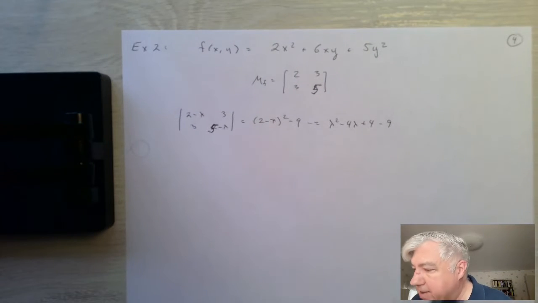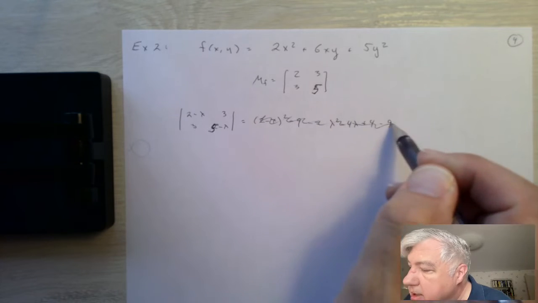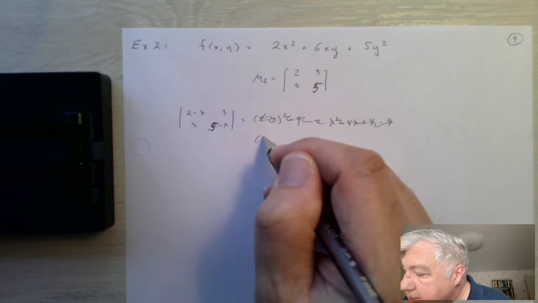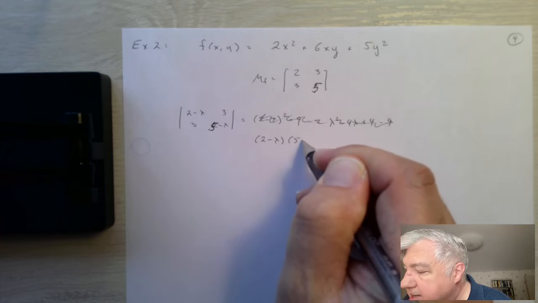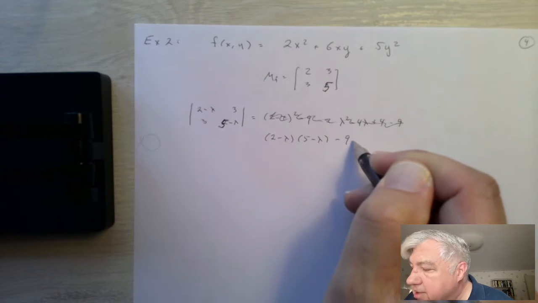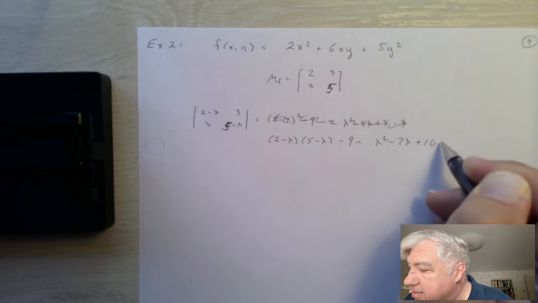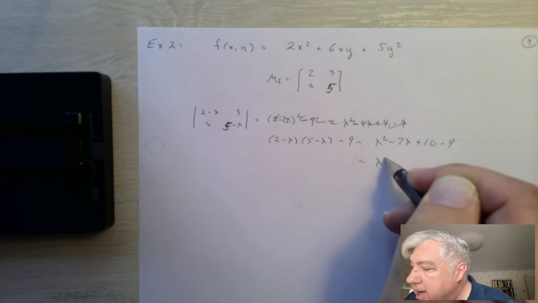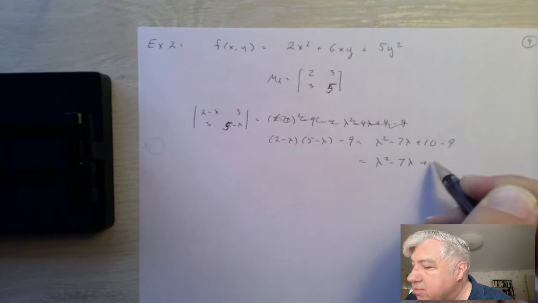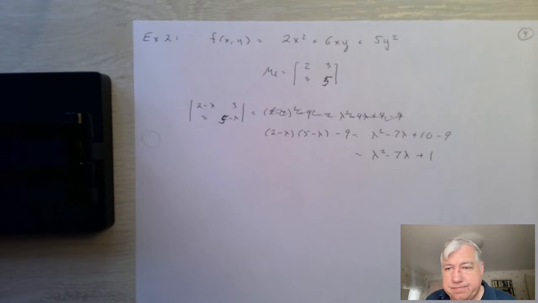Okay, my bad. All right, so this will be 2 minus lambda, 5 minus lambda minus 9. So this will be lambda squared minus 7 lambda plus 10 minus 9, or lambda squared minus 7 lambda plus 1. Okay. Sorry.